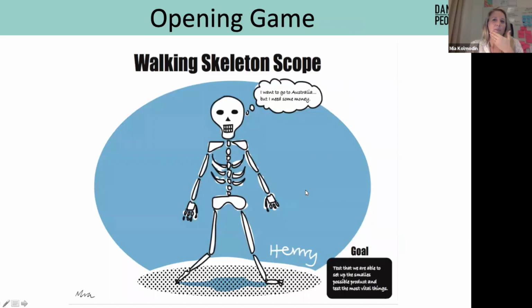So this is an example of how we define the opening game, the walking skeleton scope. So visualizing for everyone what we were doing. And in this case, it was just configuring this off-the-shelf product and see if we could get the right data in. So we had no interface or nothing at all. This was the purpose, just to make sure that those things were working, and if this off-the-shelf product could actually help us solve our business problem.